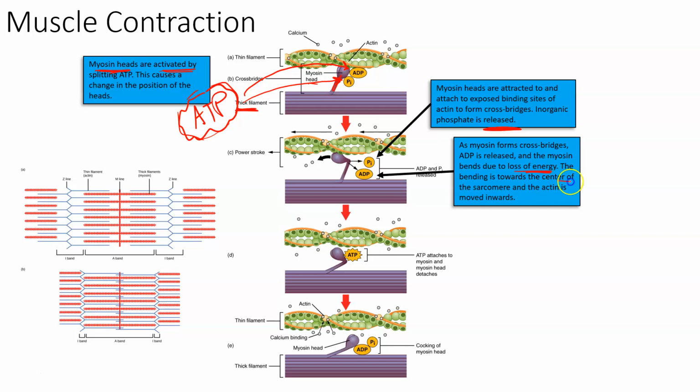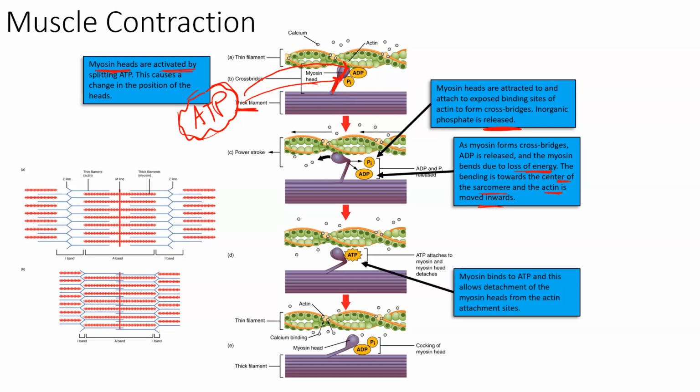The bending is towards the center of the sarcomere, and therefore the actin is moved inwards. And so what happens is, do you see how this is angled kind of out to the right? Well, it's going to grab a hold and it's going to physically bend and snap this way. And when it does, it actually pulls this entire actin filament this way, which, if you look over here, means you're pulling this Z line closer to this Z line, which means your muscle fiber as a whole is getting shorter. That is the definition of contraction.